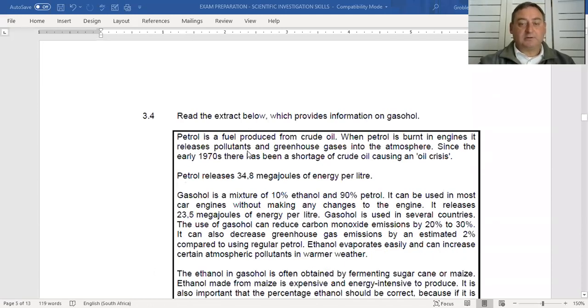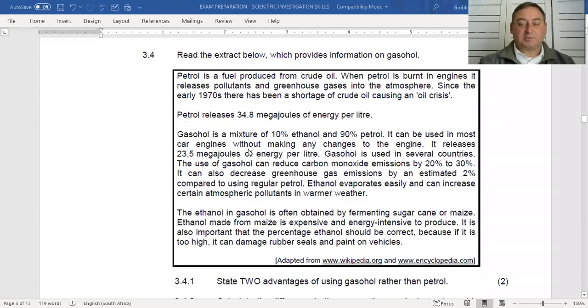Let's look at one example. Here was a whole extract in the year 2016. We're still busy with the 2016 paper. You see how many skills are asked every year in paper 1 and paper 2. Now, this was all about petrol in comparison to another kind of fuel called gasohol. Now, gasohol is what? It's a mixture of 10% alcohol and 90% petrol.